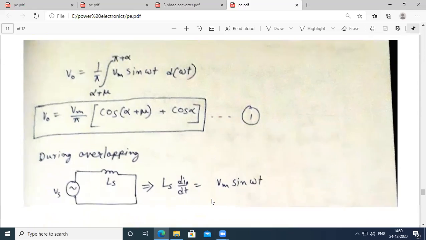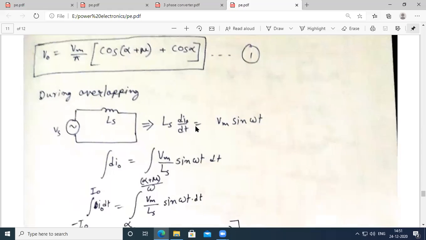And during the overlapping area, what is happening? The output voltage is 0. So the inductance we will consider is only the source inductance, that is Ls. So the source voltage will be the voltage across the inductance because the output voltage is 0. So Ls di naught dt will be equal to Vm sin omega t. And if I take the integration this way, that is di naught equal to Vm by Ls sin omega t dt.